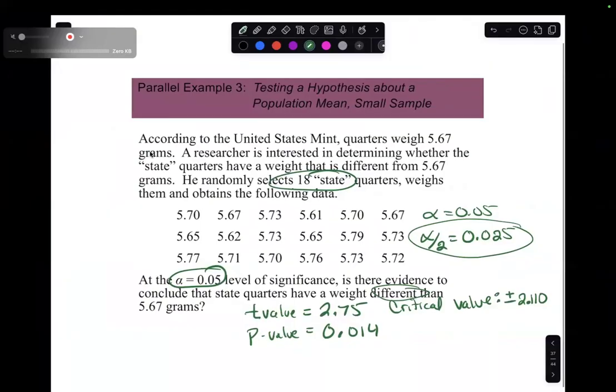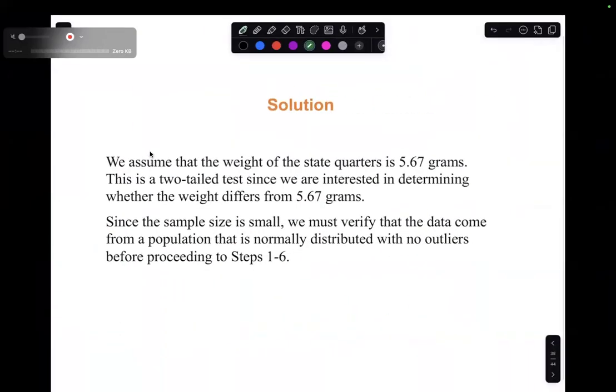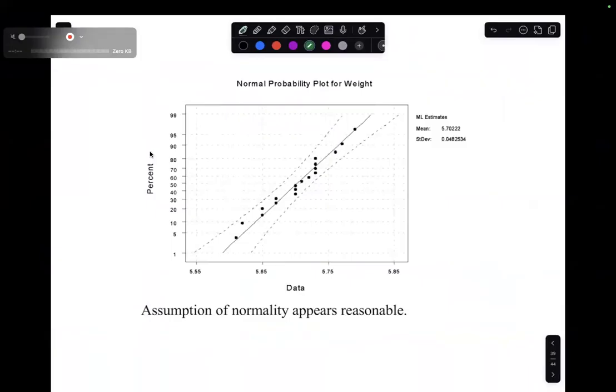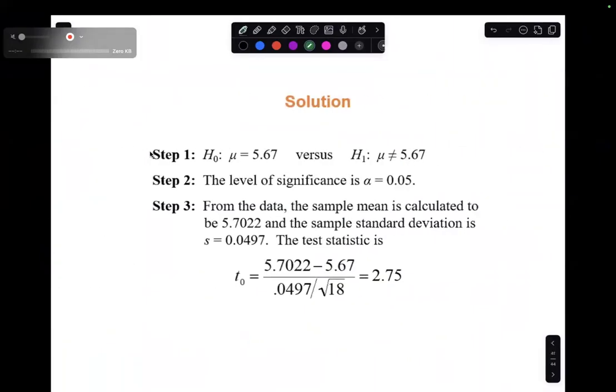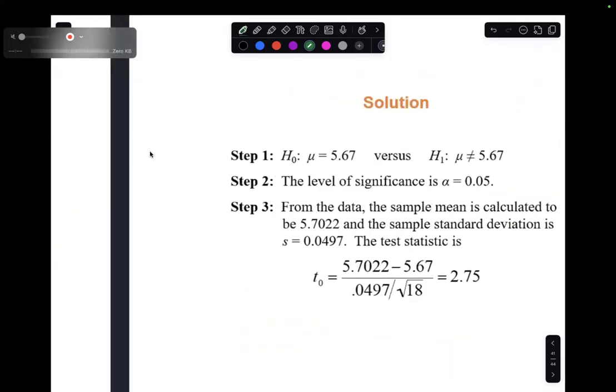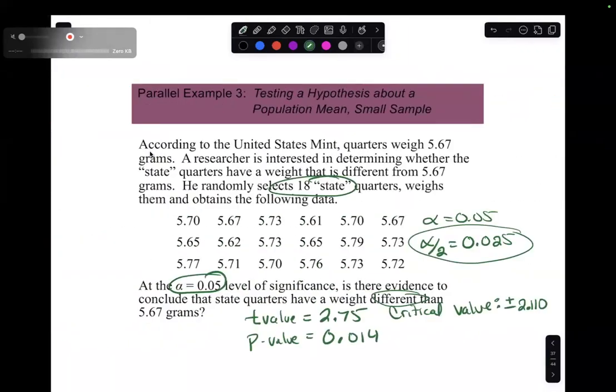Okay. So I'm going to go to the conclusions. Oh, this is just a lovely little plot. It doesn't matter. Okay. So this was our t-value. We already did all of this. I forgot to write my null hypothesis and stuff, didn't I? Because I was all excited. I have my null hypothesis, equals 5.67 grams. And my alternative hypothesis.